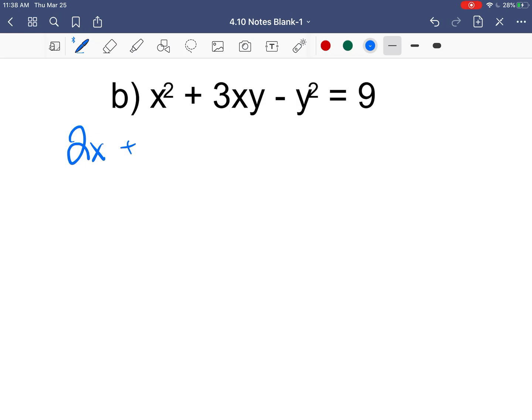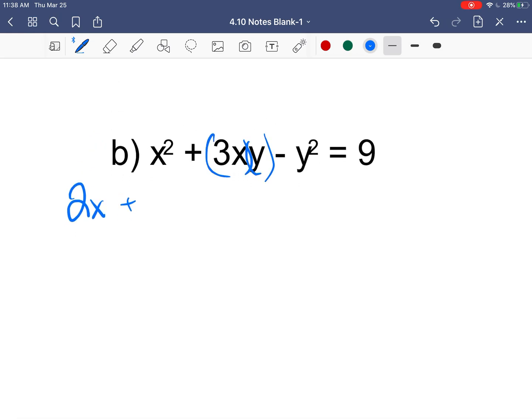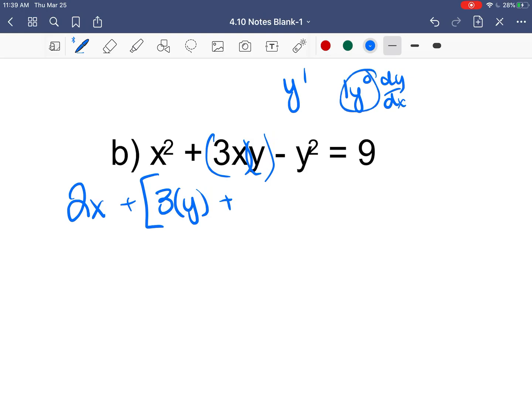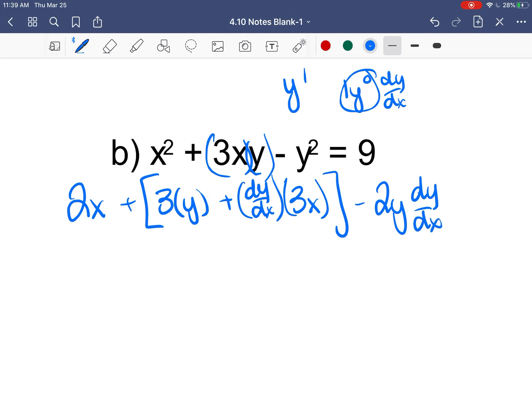Our next one, 2x plus, notice this is 3x times y. So that is a product rule. So we've got the derivative of the first times the second, plus the derivative of the second. Well, the derivative of y, this is y to the 1, would be 1 times y to the 0 times dy dx. Well, anything to the power of 0 is 1. So it's just dy dx times the first, minus 2y dy dx, and the derivative of 9 is 0.